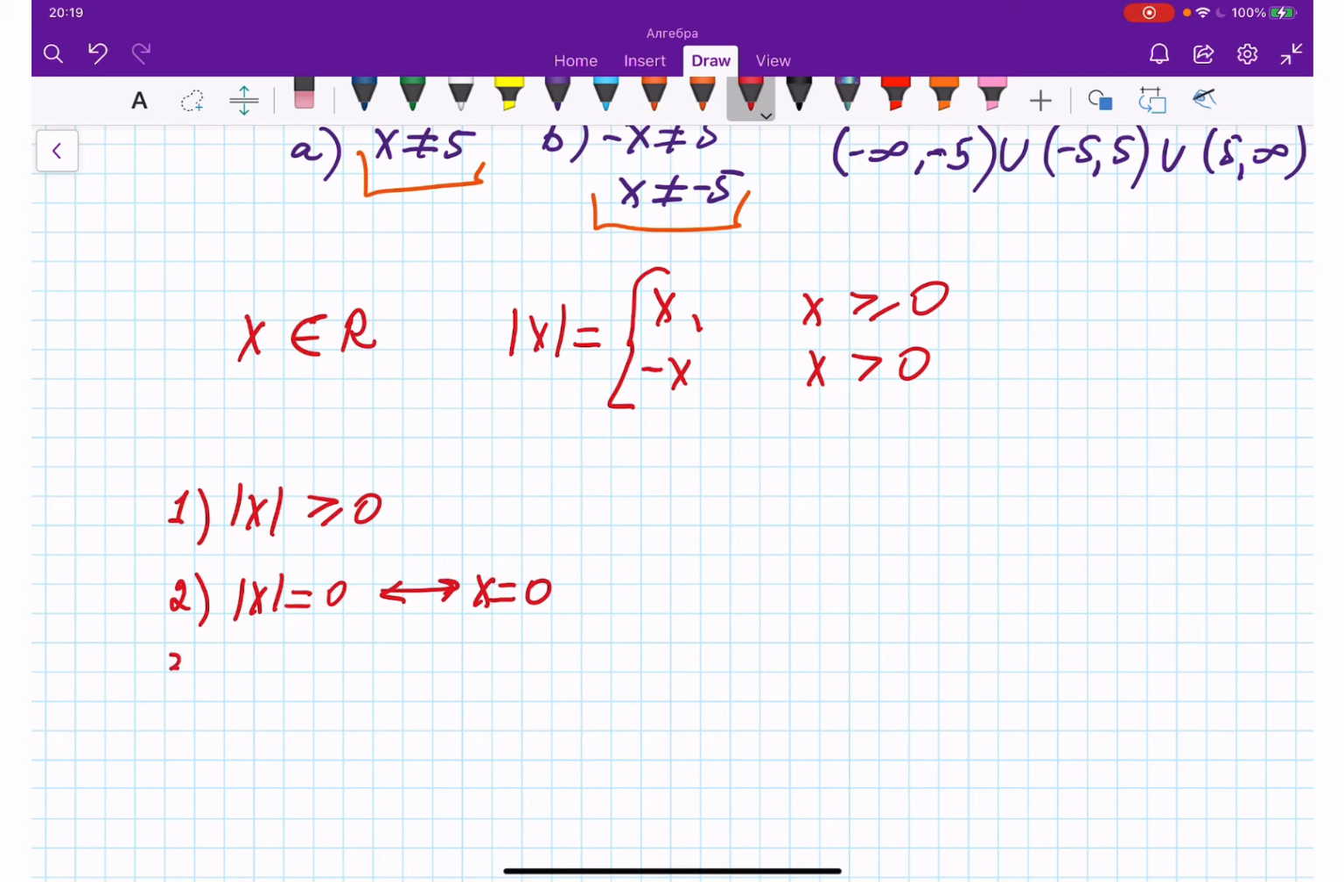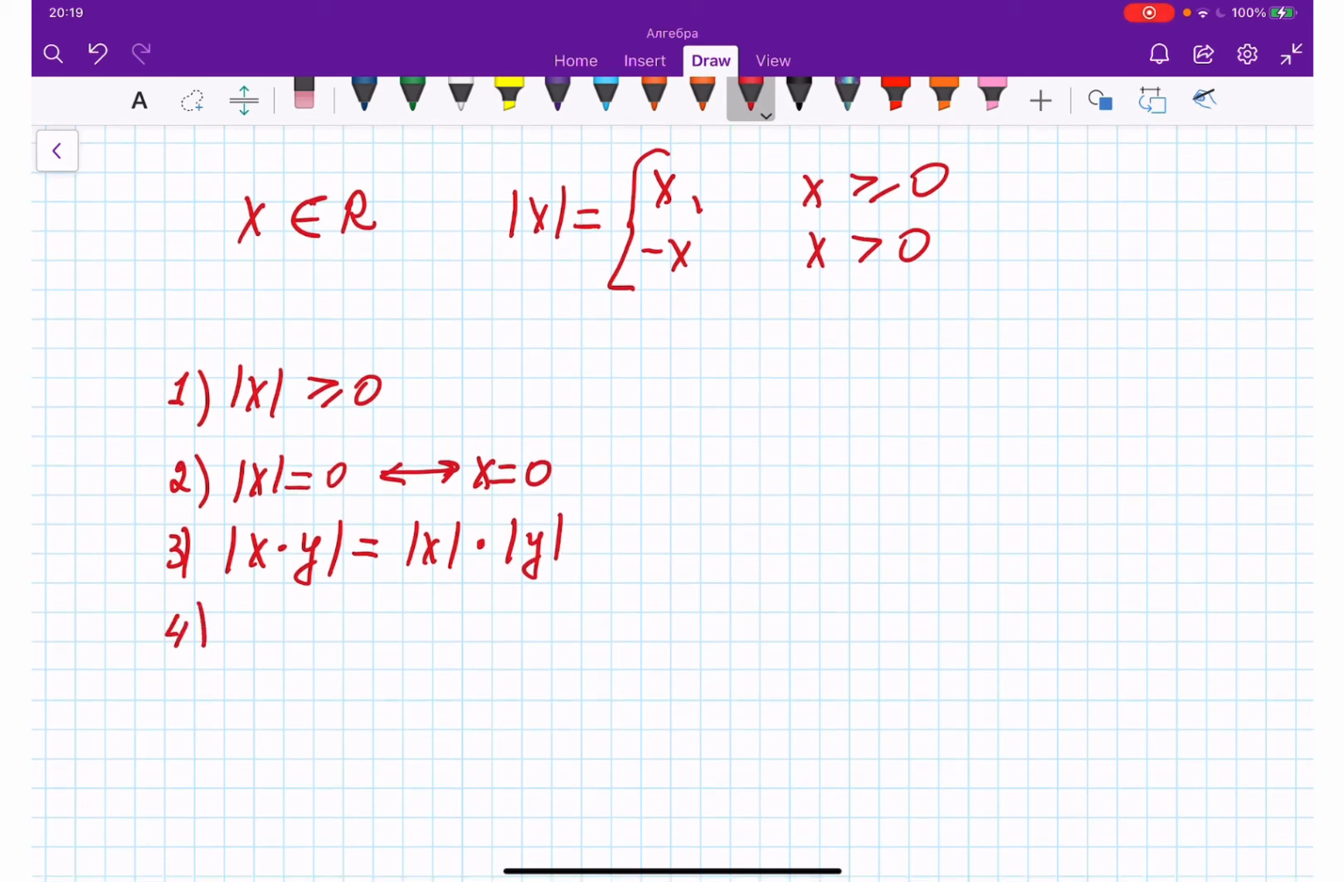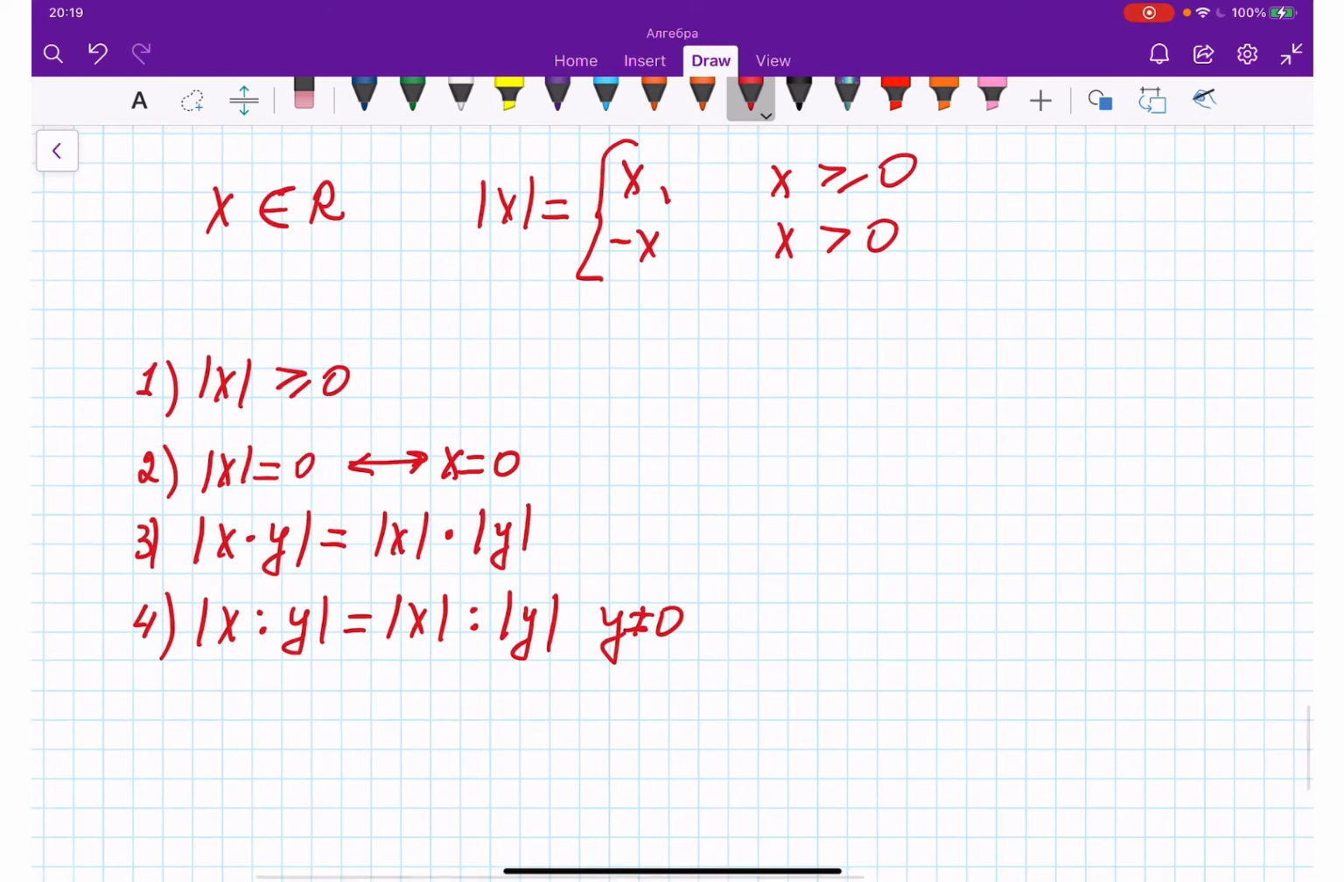Next, number 3: the absolute value of a product is equal to the product of the absolute values. Number 4: the absolute value of a division is equal to the division of the absolute values, where obviously y cannot be equal to 0, because we're dividing. Next one, number 5.